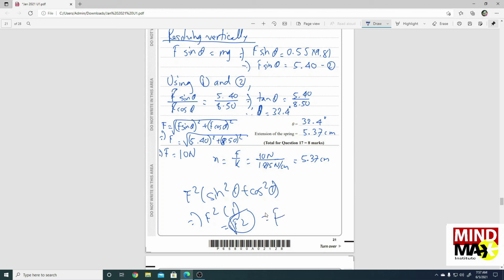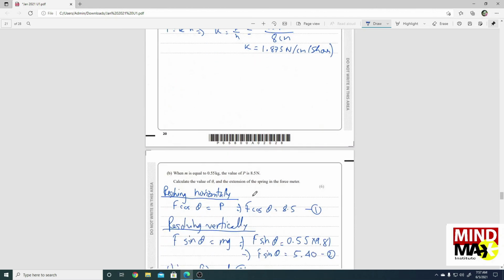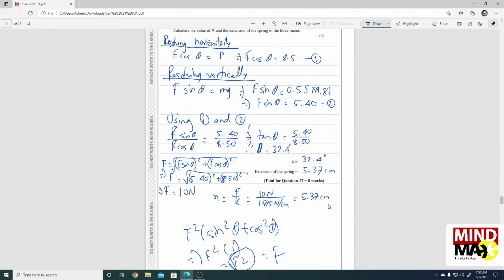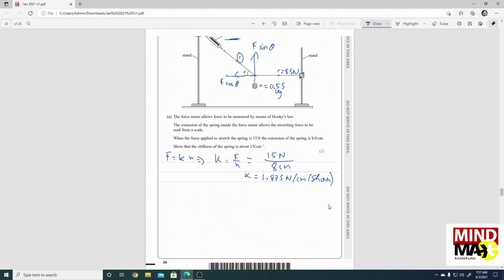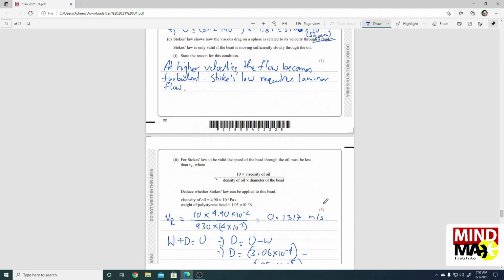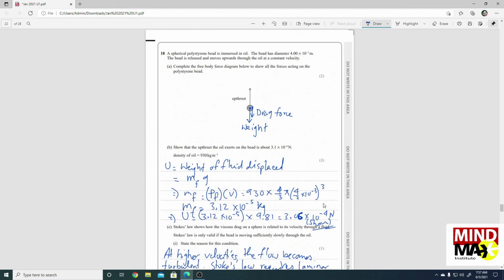So from here I found the value of F, and after I found the value of F, they are asking us to find the extension of the spring in the force meter. So we have to find the extension of this spring which is applied with the force of F. So we know the formula, F is equal to K times X. So we find the extension as F by K. F is 10 newtons and K is something we already found here, 1.875. Put it here, we got it. I believe this is the last question. Yeah, this is the last question.